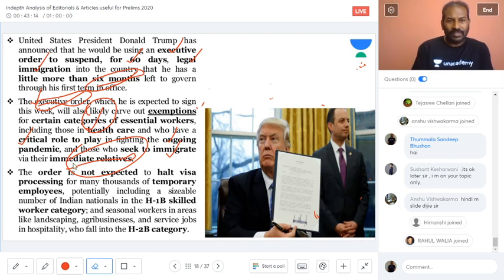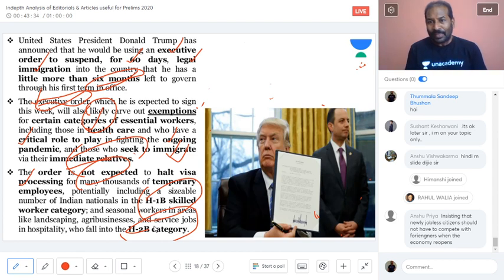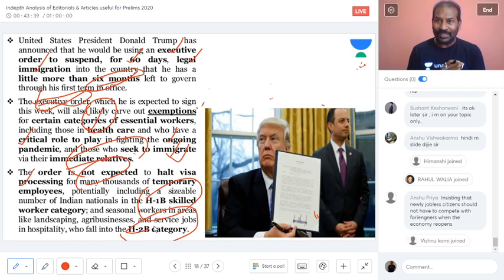What is important in regards to that is that the order is not expected to halt the visa processing, especially in regards to the H1B skilled laborers and H2B categories. So there is a probability that Indians who get into America through H1B or H2B visa categories would be exempted. The order is not expected to halt. Please do understand this.